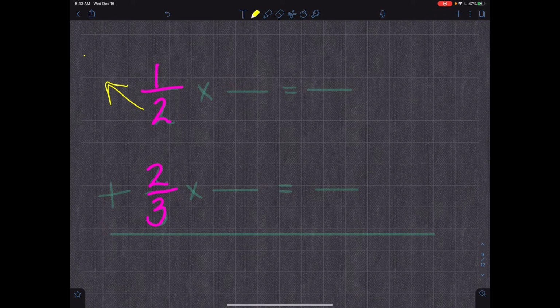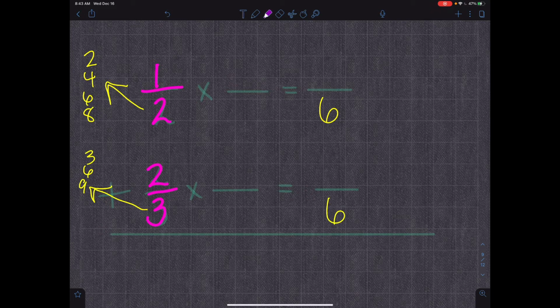Multiples of 2 are going to be 2, 4, 6, 8. What are the multiples of 3? Multiples of 3 are going to be 3, 6, 9. Aha! I see one that's the same, the 6. So let's do the common denominator of 6. Something over 6 here, something over 6 here.